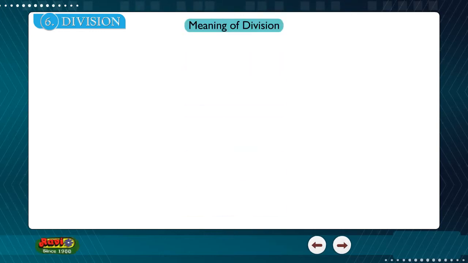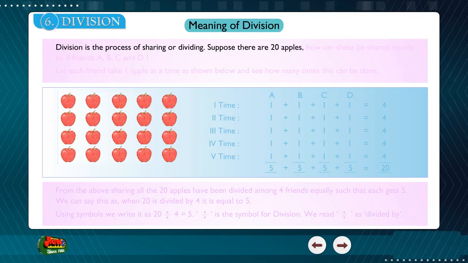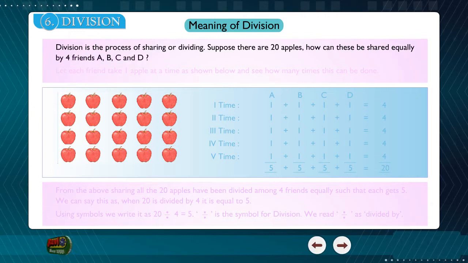Meaning of division. Division is the process of sharing or dividing. Suppose there are 20 apples. How can these be shared equally by 4 friends A, B, C and D?